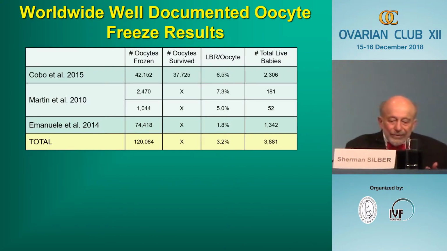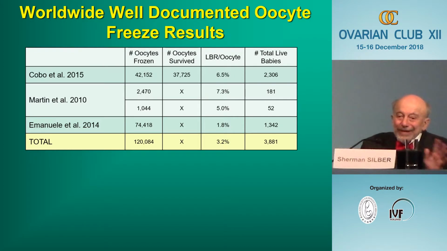But for the usual ovarian hyperstimulation, that's the way it is. Now, let's look at the total. I said there's 148 documented babies from ovarian tissue freeze. Well, there's 3,881 documented babies from oocyte freeze. So clearly the experience with oocyte freezing is gigantic, and it's very safe. But virtually none of these are with cancer patients.